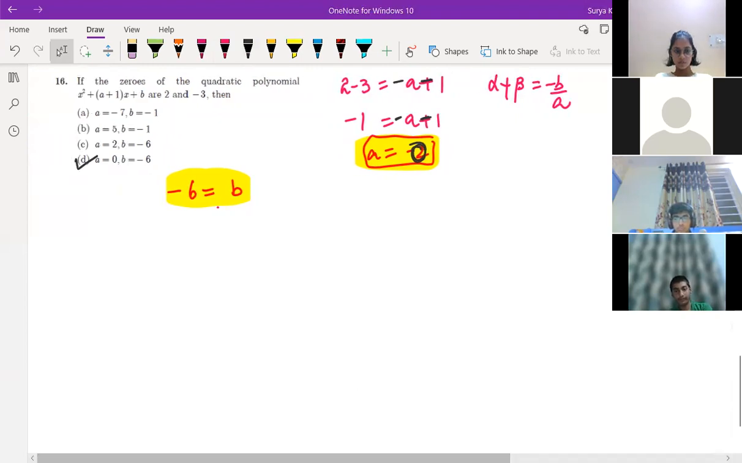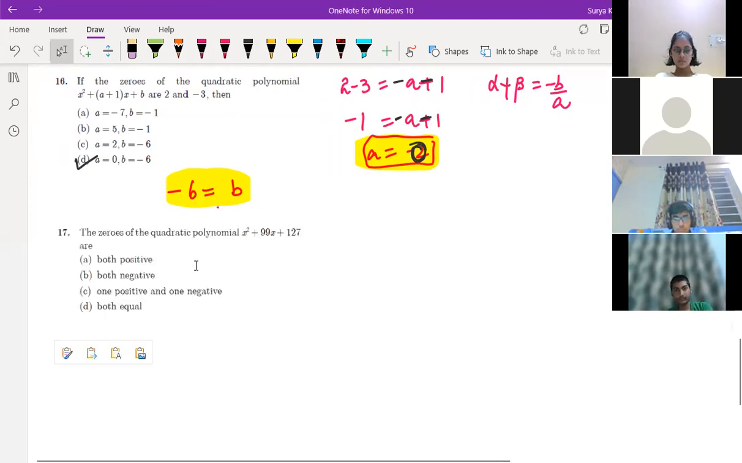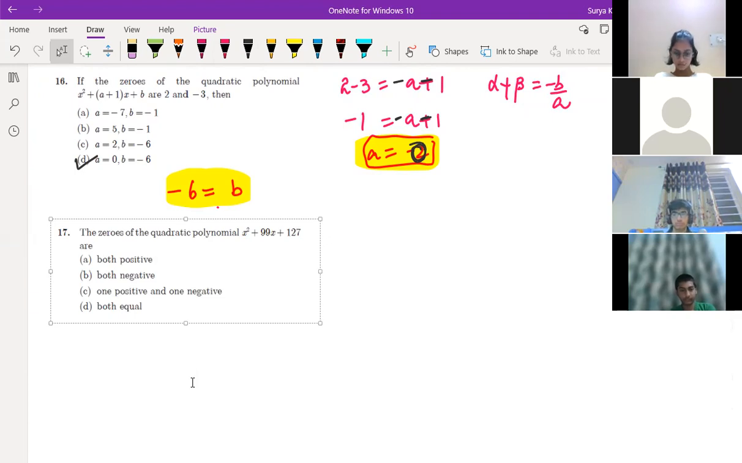Next question is question number 17. The zeros of the quadratic polynomial are: both positive, both negative, one positive and one negative, or both equal. Both positive. How both positive? Because the x squared. Wait, actually, sir, let me. Both positive, I think both negative. How can we do this?